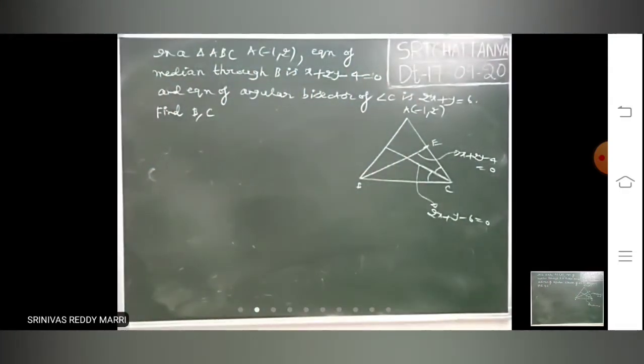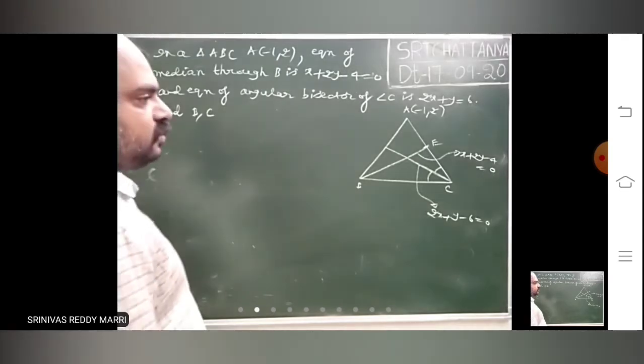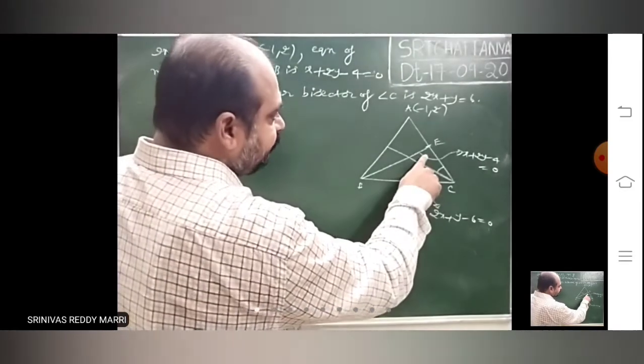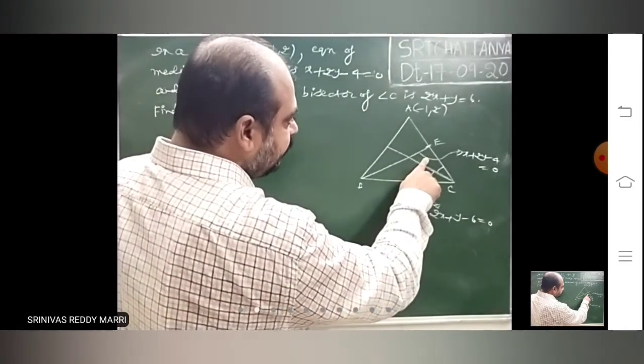This is the angular bisector of angle C. Right? So look at here. So now, this is the median. This is the median.